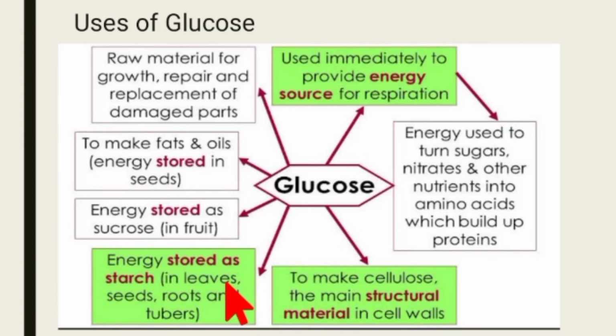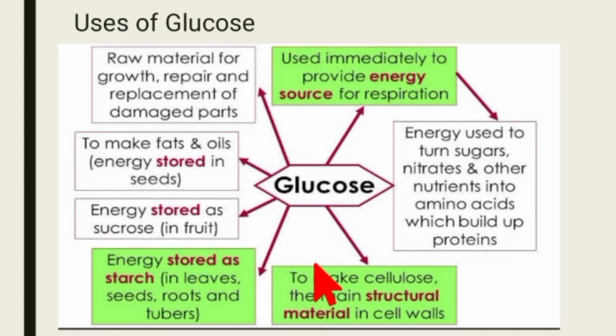Excess glucose is also stored in the form of starch and is stored in underground parts of the plant like tubers, roots, seeds, and also in leaves.